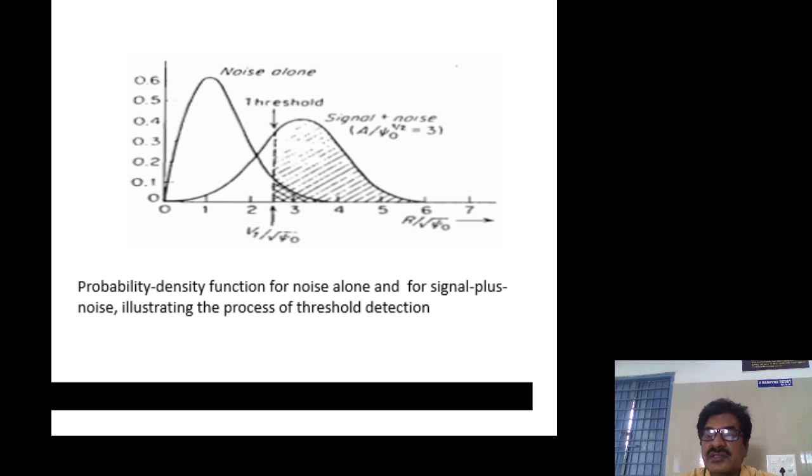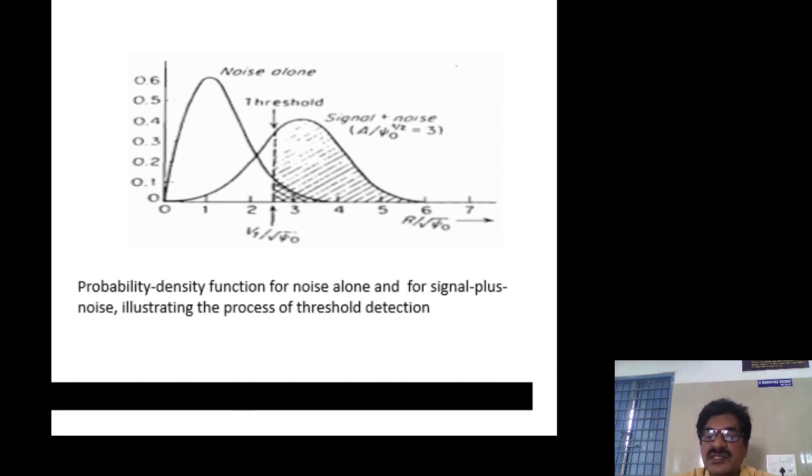Now, in order to decrease false alarms, that is, to decrease this double hashed area, I have to increase the threshold voltage level. If I increase the threshold voltage level, what happens? The line may be somewhere here. What will happen? The desirable targets also will not be identified.